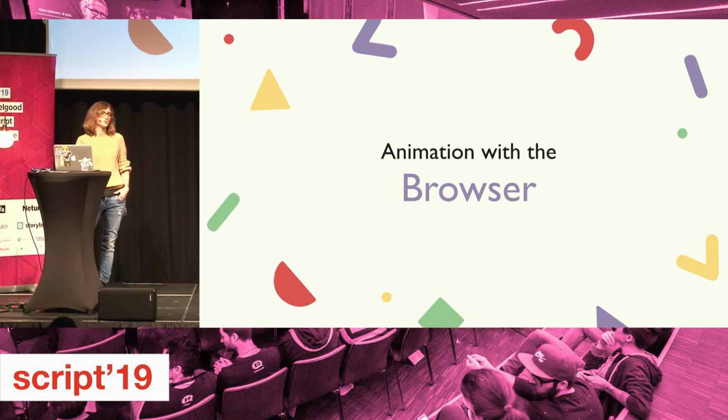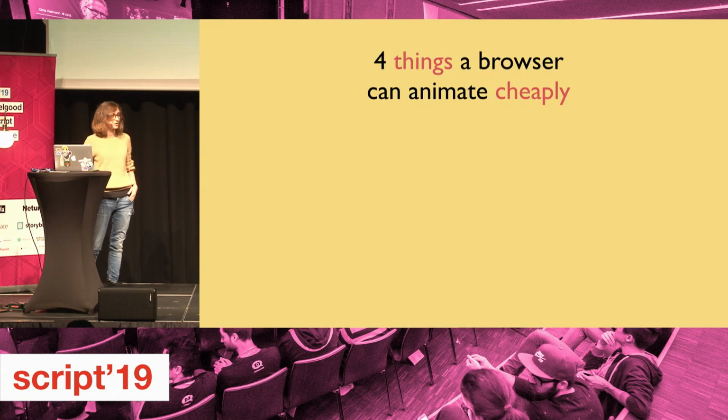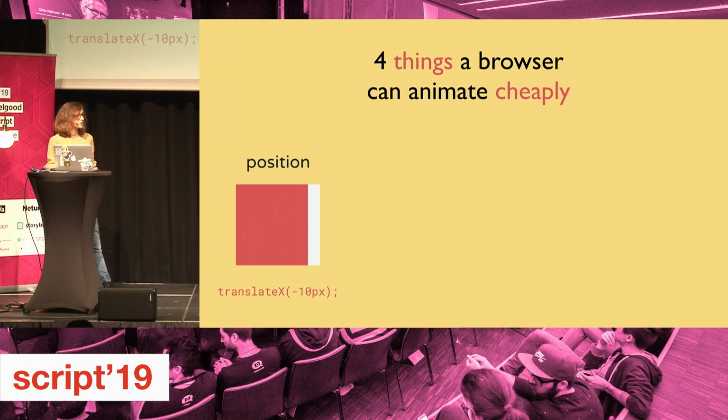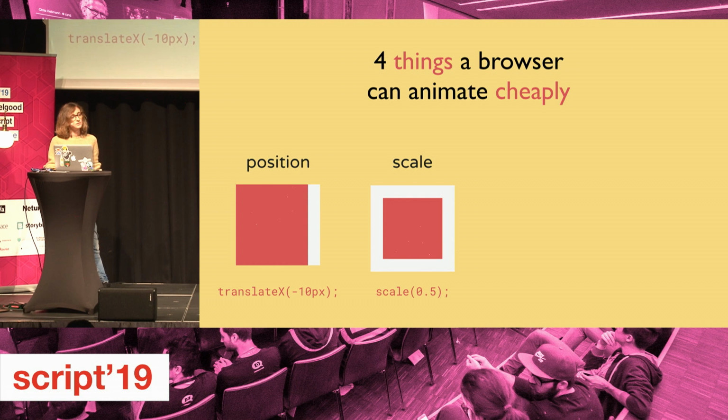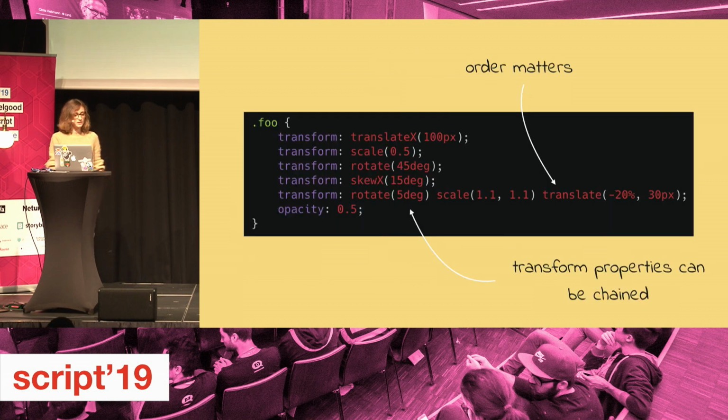So the first part of doing good animation on the web is understanding how the browser works, how browsers create animations, how we get different frames. And there are four things we can animate really cheaply on the browser. And that is position, so transform, translate, for example, scale, rotation, and opacity. So we can animate these properties in a very, very cheap way and get a lot of frames per second. And we can do that in CSS with the CSS transform property.